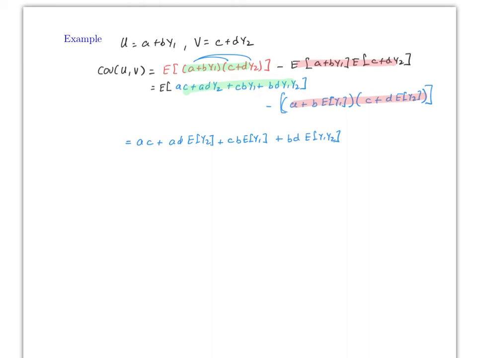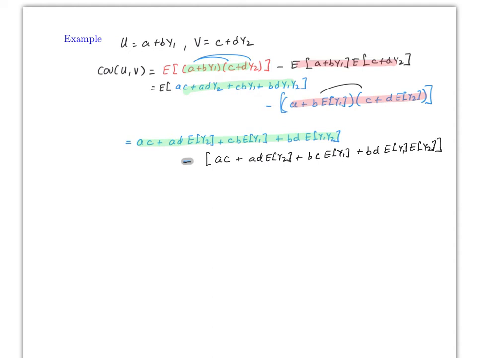Okay, so again the green part is all of this, and then minus, if you distribute, this will be ac plus ad expected value of y2, plus bc expected value of y1, and then finally plus bd expected value of y1 times expected value of y2.